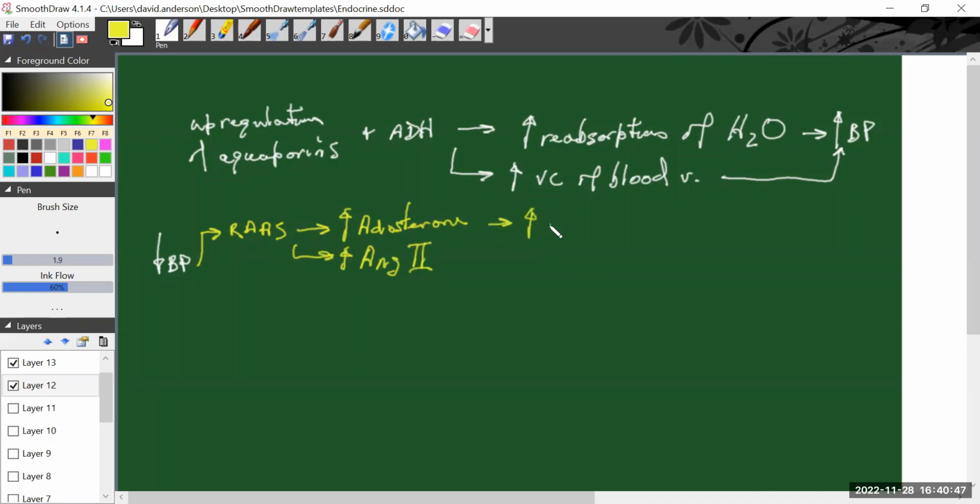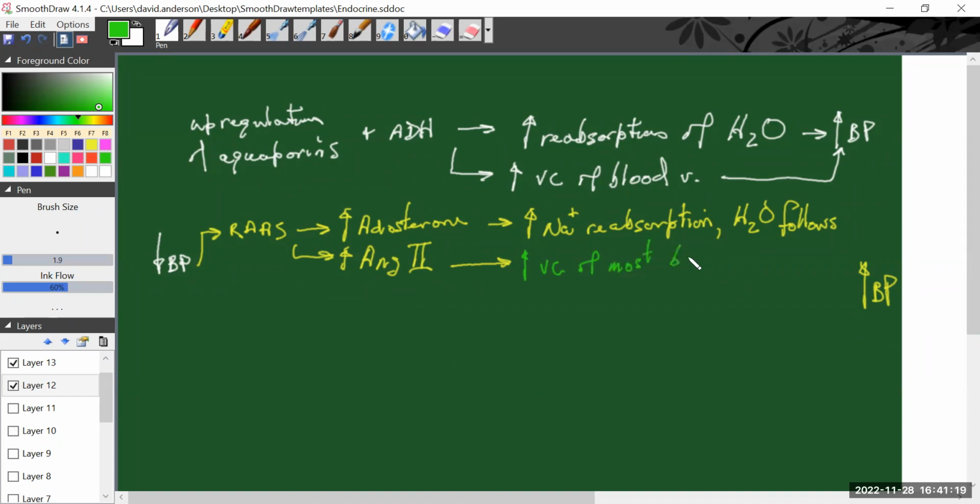That increased sodium reabsorption, water follows, increased blood pressure. Angiotensin 2 increased vasoconstriction of most blood vessels, increases blood pressure.